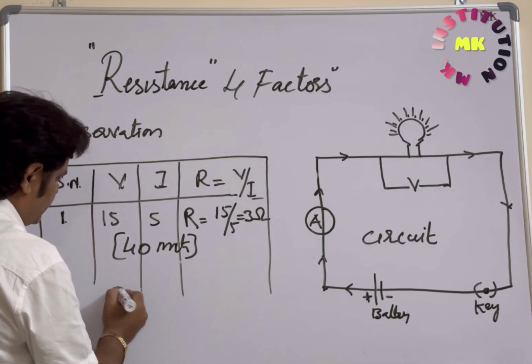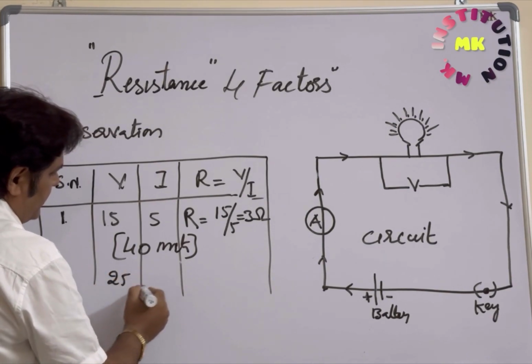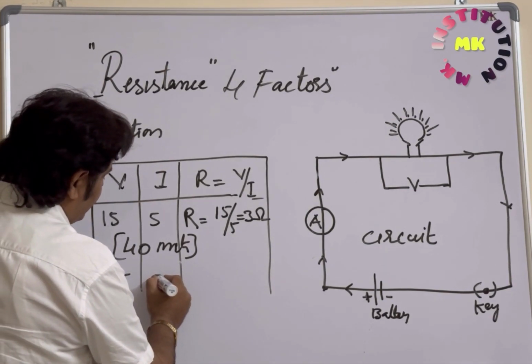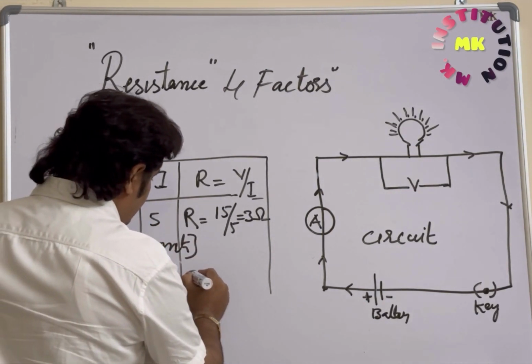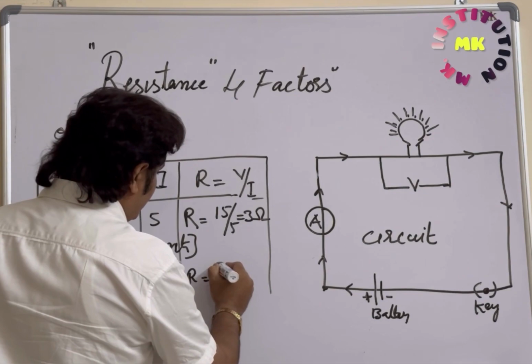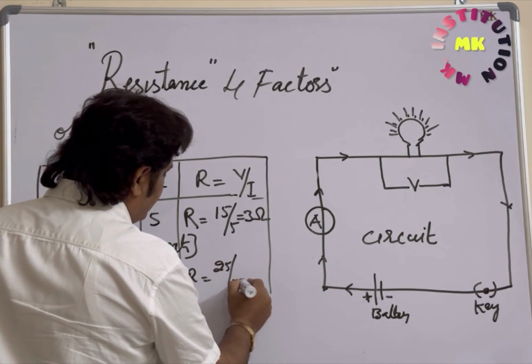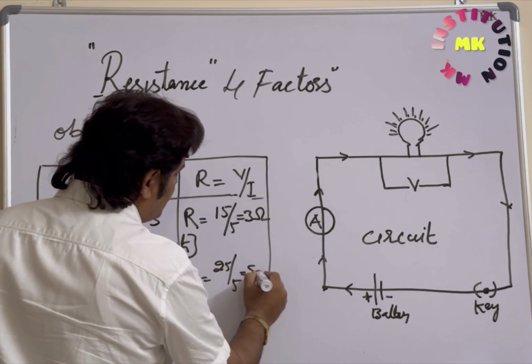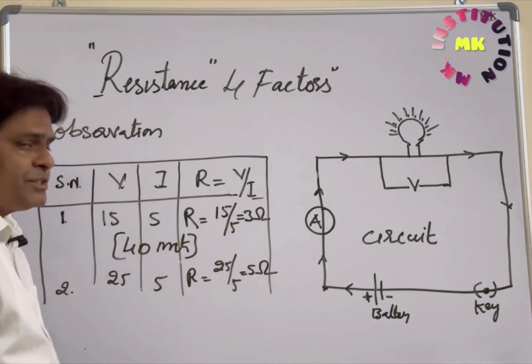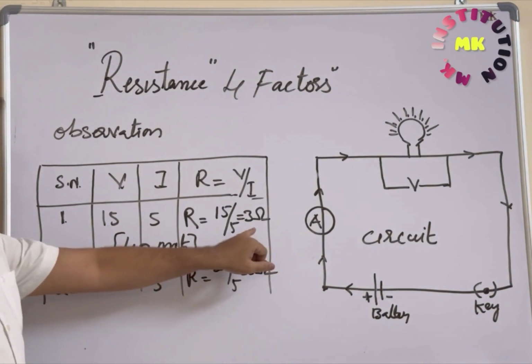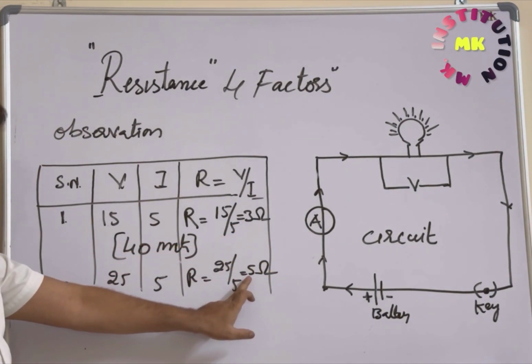So what is the reading now? Suppose 25 here and 5 here. Clear? Then check the resistance. To know this, what do we have to do? 25 by 5. So what are you getting now? 5 ohms is the reading. Both readings have changed now. In the beginning it was 3 ohms only, but now check it here, 5 ohms.